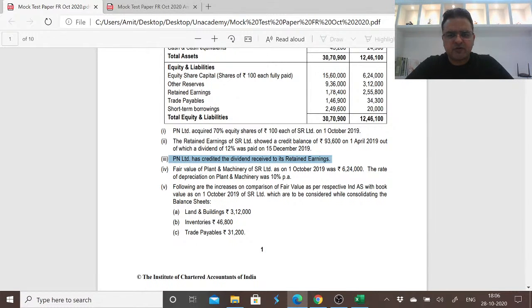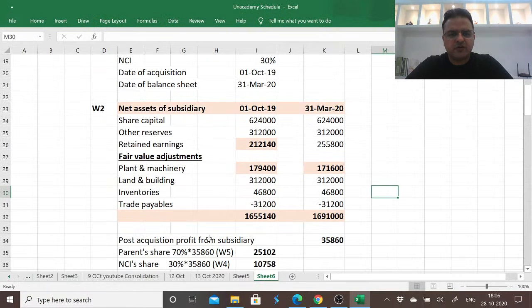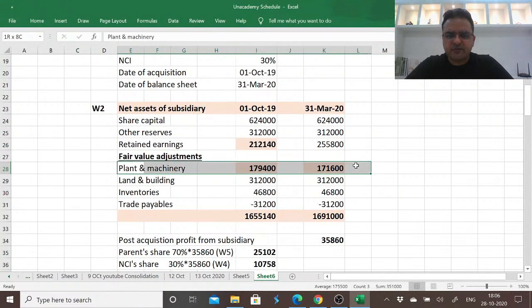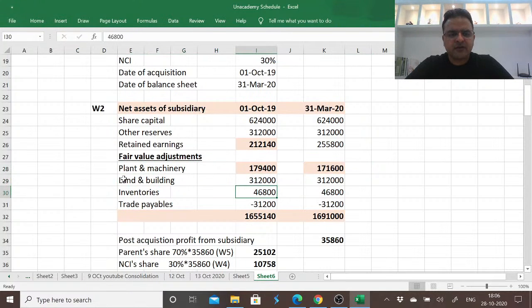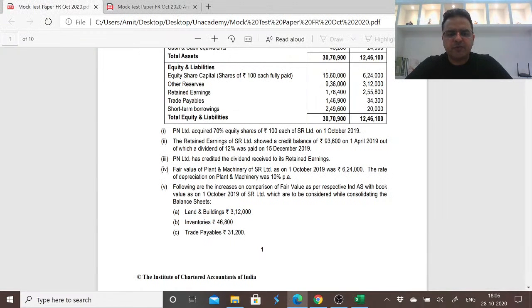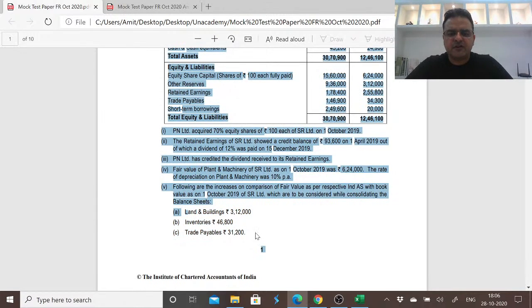We dealt with working note number 4, value of plant and machinery, increase in value of plant and machinery, depreciation charge, and what is the balance as on 31st March 20. We dealt with the increase in value of land and building, inventories, trade payables as part of working note number 2. In working note number 2, then we calculated the retained earnings, we dealt with plant and machinery position, and land and buildings increase we have included 312,000, inventories 46,800 and 31,200. Land and building, inventories, trade payables, we included the increase in the fair value adjustments.